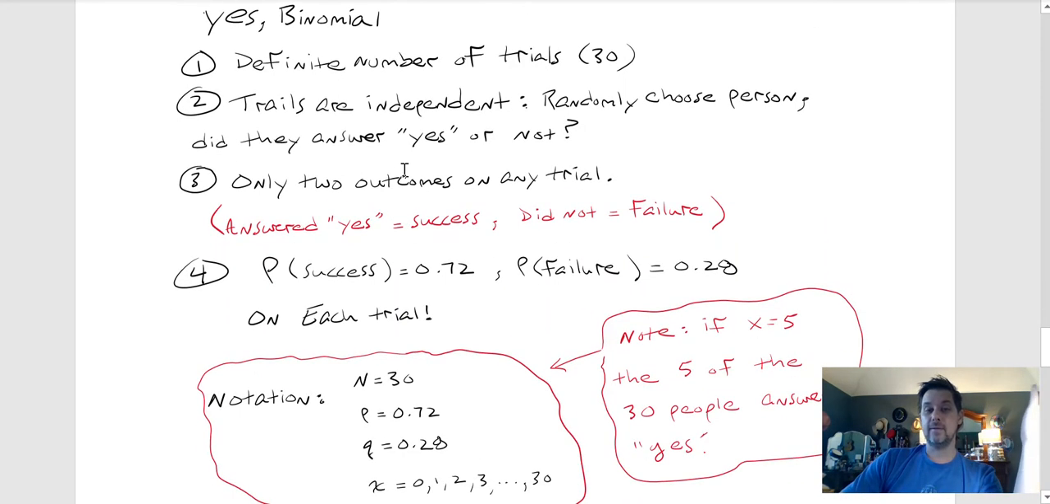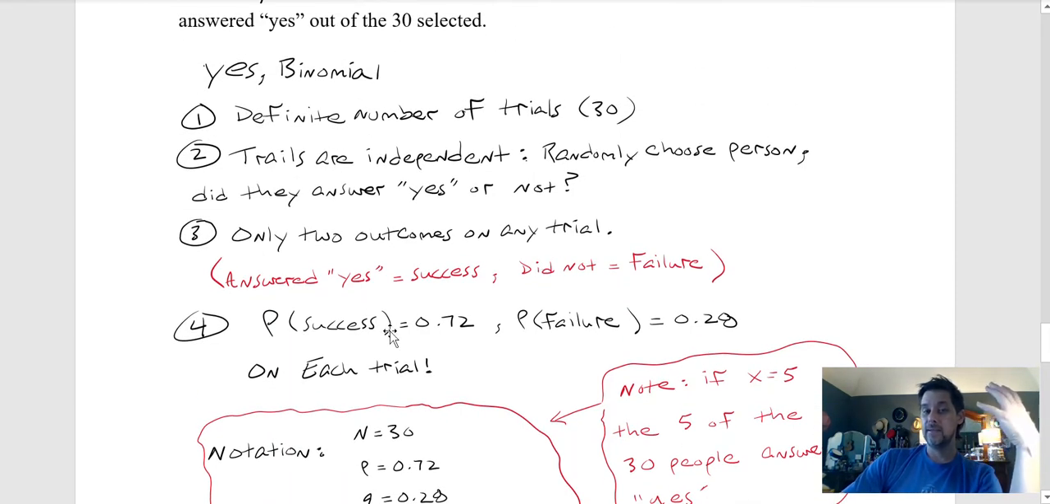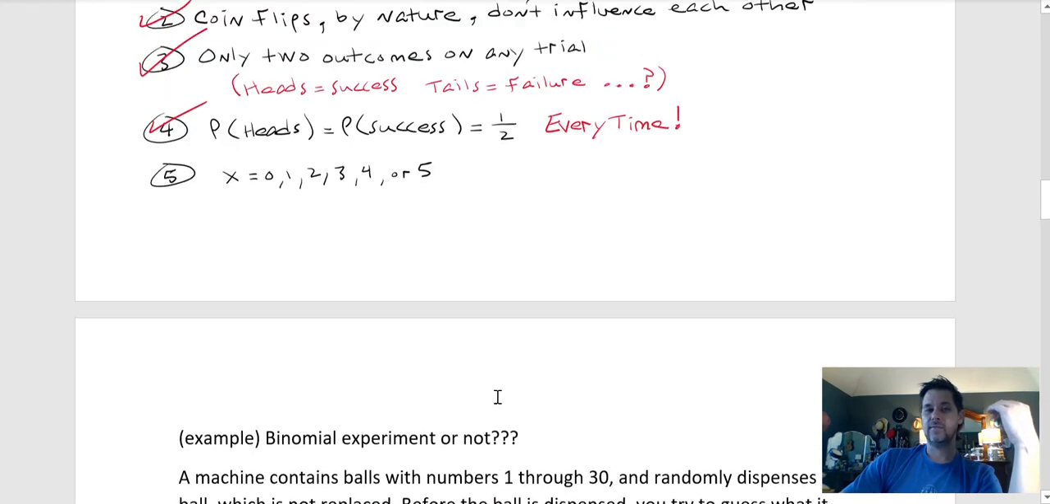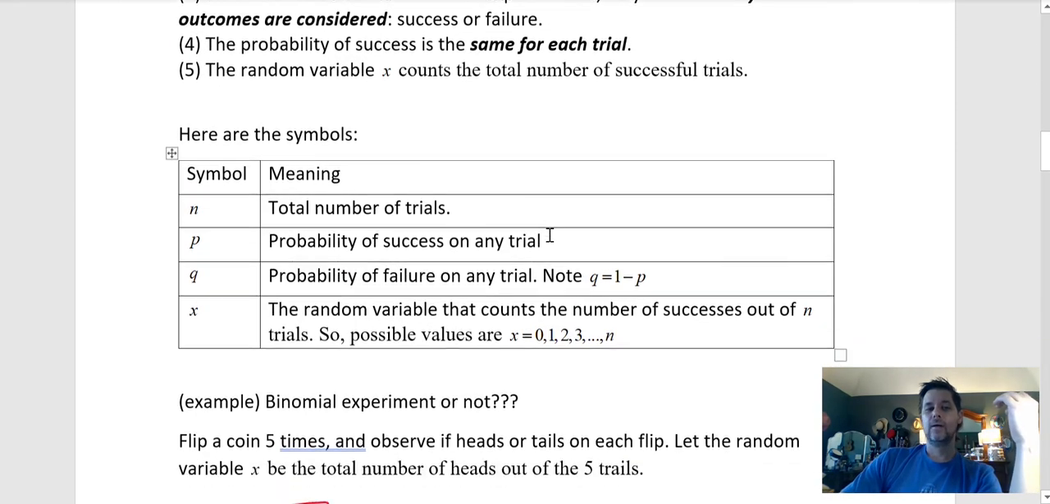Okay, and there's only two outcomes on any trial. The trials are going through the 30 people and asking, did you answer yes or not? If you answered yes, maybe you'd call that success. And if they did not, if they walked away or said, leave me alone, or said no, that would be failure. Okay, but there's just two outcomes. They either answered yes or they didn't. Now we can give some of the numbers that go along with a binomial experiment. This is a binomial experiment. It satisfies every aspect of a binomial experiment as originally given here.